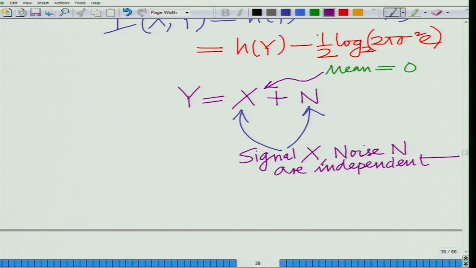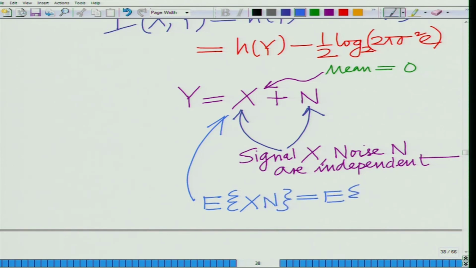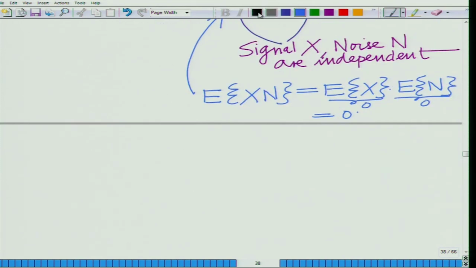Now, as a consequence of that, the expected value of x times n, if x and n are independent, is equal to the expected value of x times the expected value of n. This is 0, this is 0, so this is equal to 0. This also implies that they are uncorrelated. So, independence implies that signal and noise are uncorrelated.